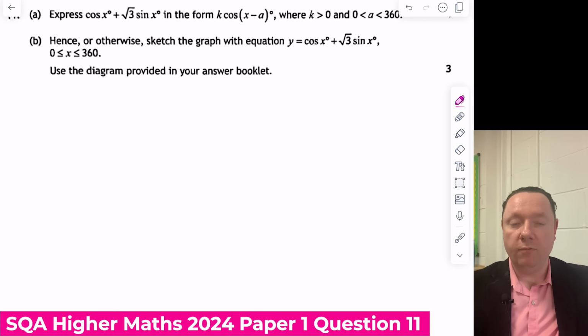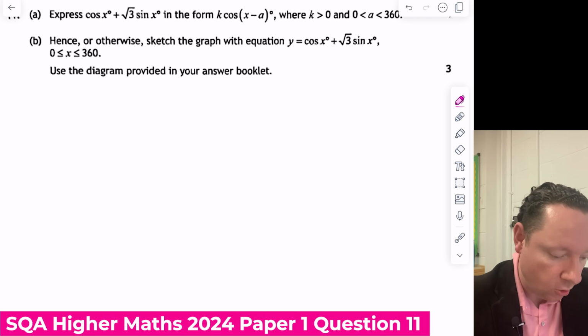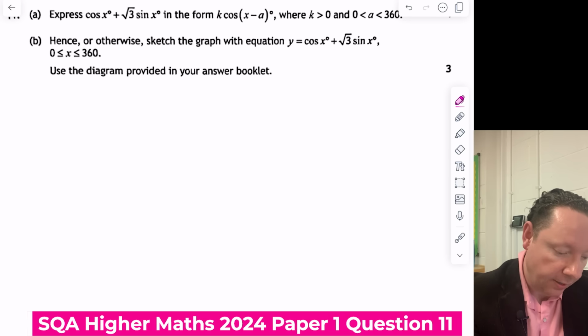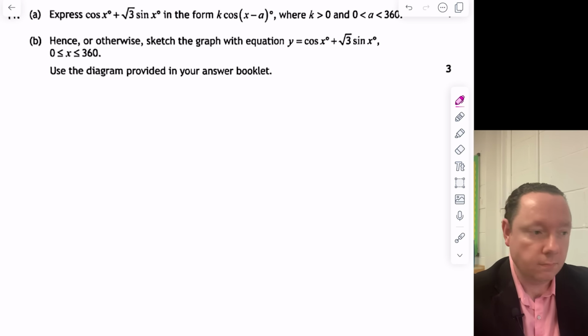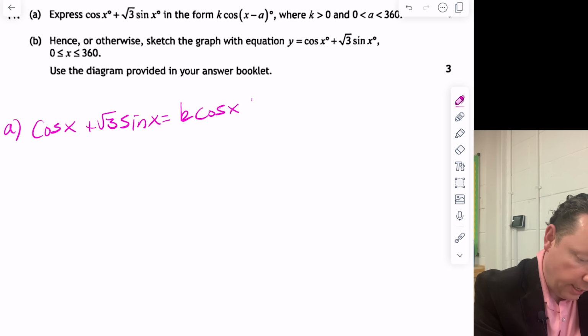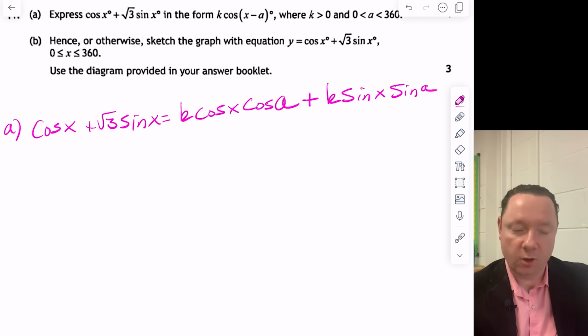SQA Higher Maths 2024, paper 1, question 11. Express cos x plus root 3 sin x in the form k cos(x minus a). And then we'll have to sketch a graph. Okay, let's start. So for part A, we've got cos x plus root 3 sin x equals k cos x cos a plus k sin x sin a. On the degrees signs, you can put them in if you want.